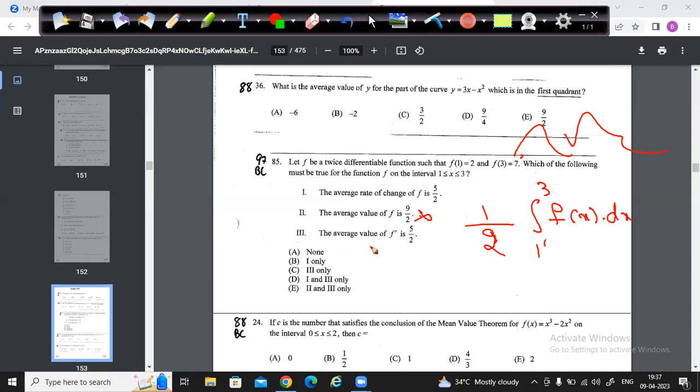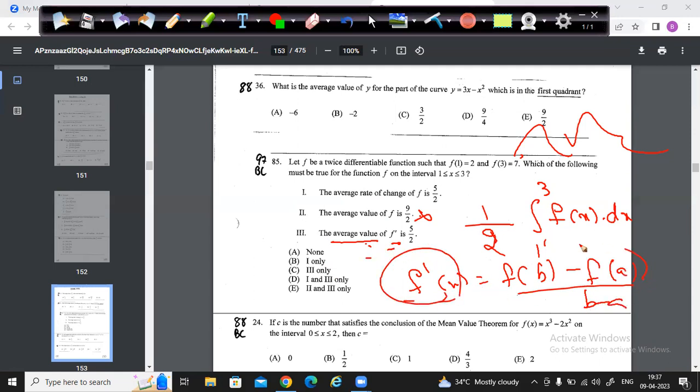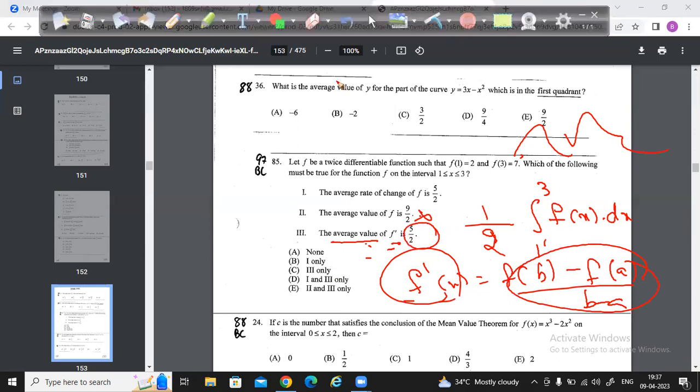So average value of f dash. The average value of f dash is the same as f of b minus f of a by b minus a, right? So the average value of f dash will be the same as the average rate of change. So this is also 5 by 2. So 1 and 3 should be the answer. So the answer should be D for Delhi.